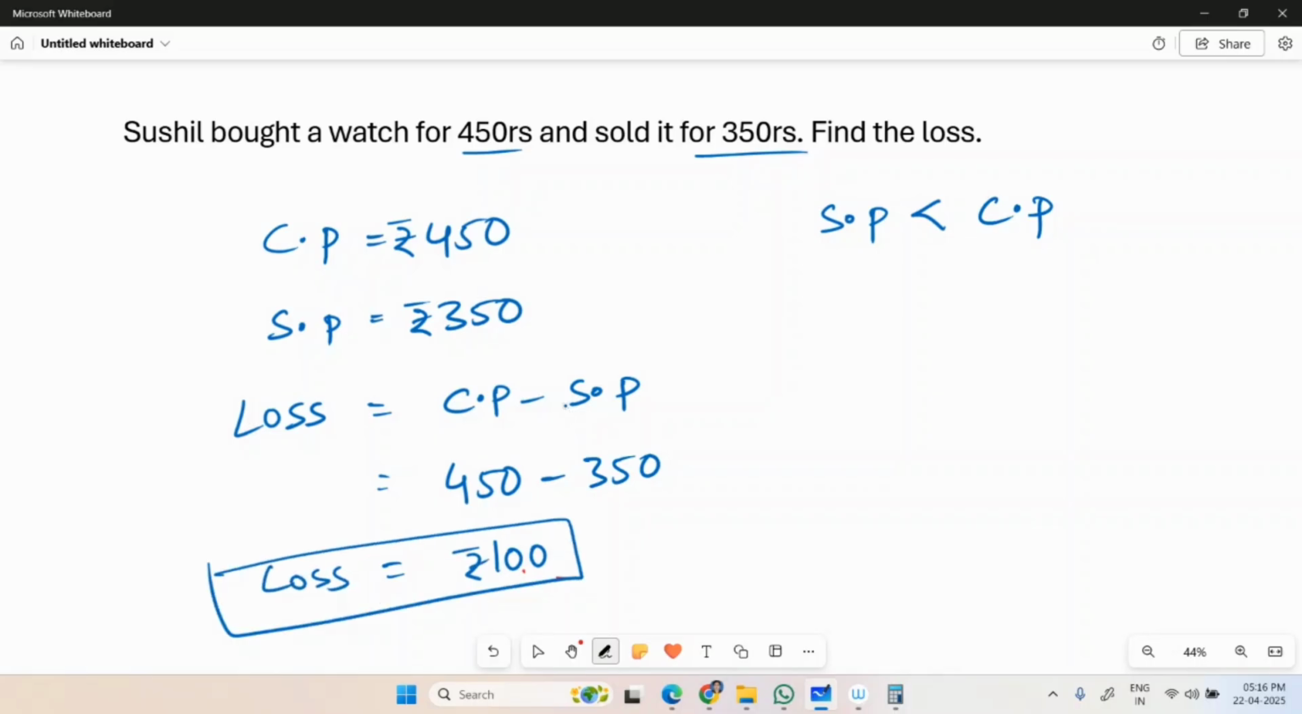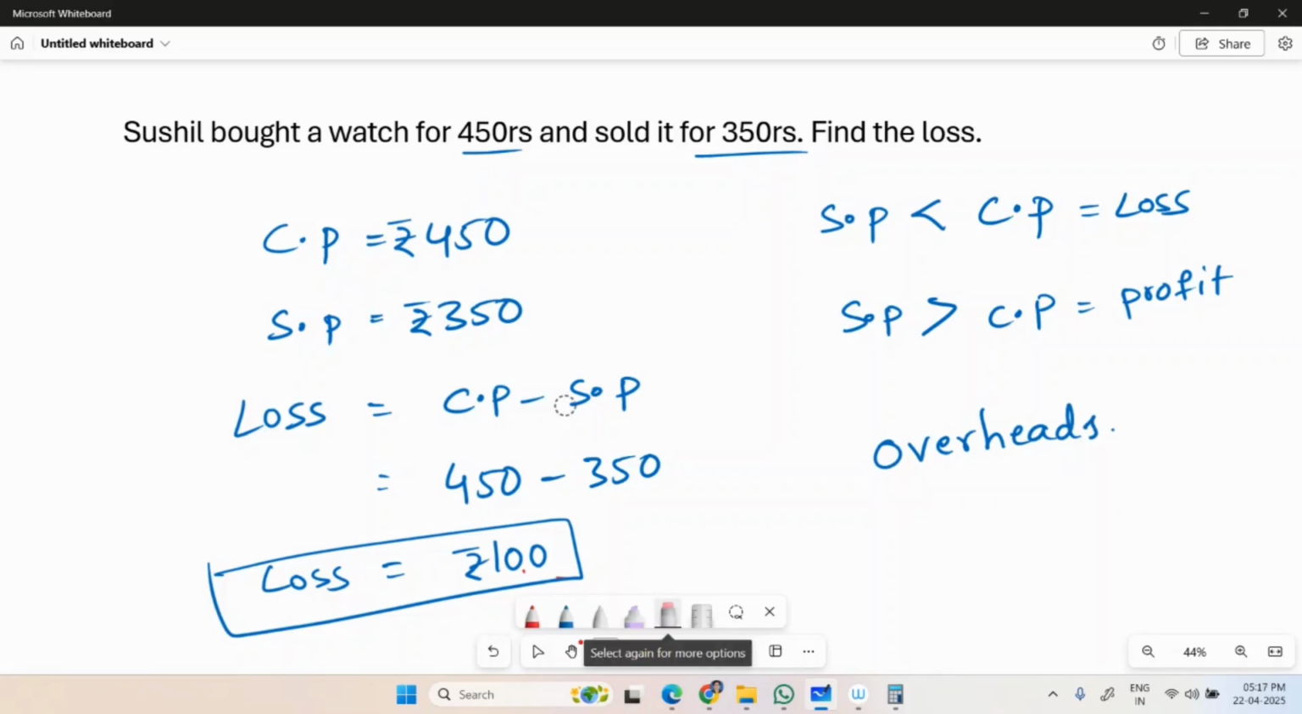Okay. So if selling price is lesser than the cost price, then it is loss. If selling price is greater than cost price, then it will be profit. Apart from the cost price, sometimes the shopkeeper has to pay additional charges like for transport, labor, maintenance of the goods. So these additional expenses are called overheads.